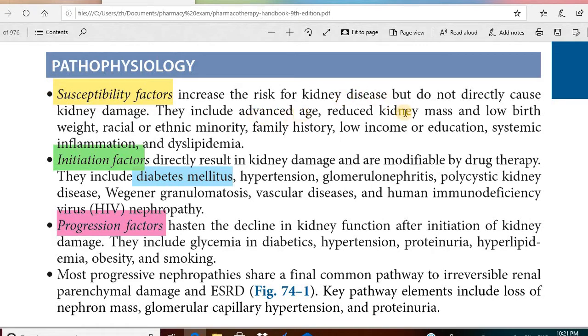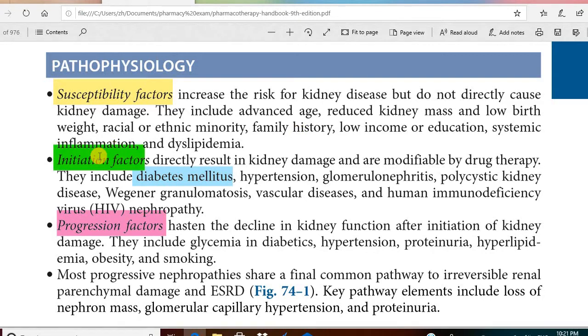advanced age, reduced kidney mass, low birth weight, or ethnic minority status. And dyslipidemia, family history, low income, or education may be other factors that cause kidney damage.